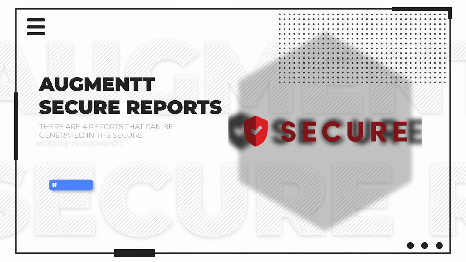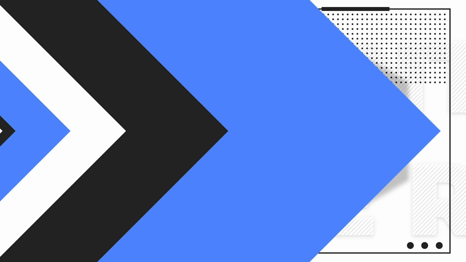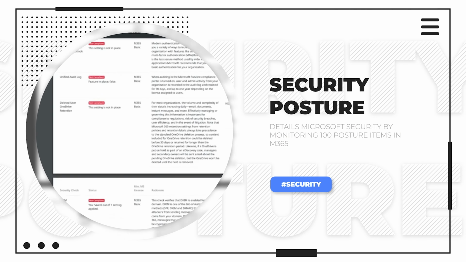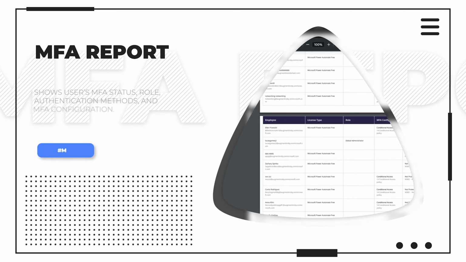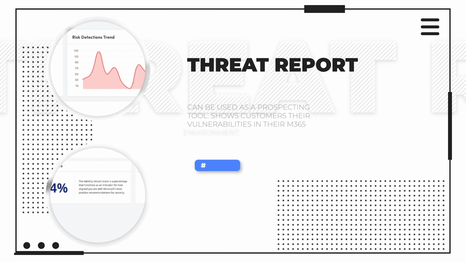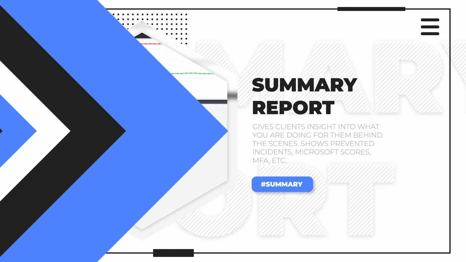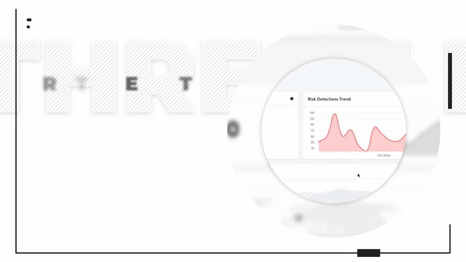There are 4 reports that can be generated within the Secure module in Augmentt. You have the security posture, the MFA report, the threat report, and the summary report. In this training series, we're going to go over each report in depth.